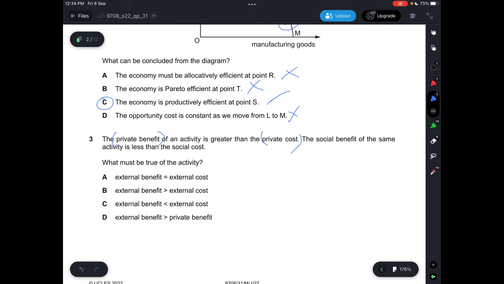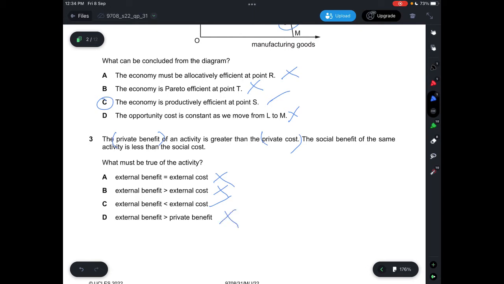So that means that your external benefit would be less than your external cost. So A, it says external benefit is equal to external cost, which is incorrect. B, it says external benefit is more than your external cost, which is incorrect. And C, it says external benefit is less than your external cost, which is correct. And D, it says external benefit is more than private benefit, which is incorrect.